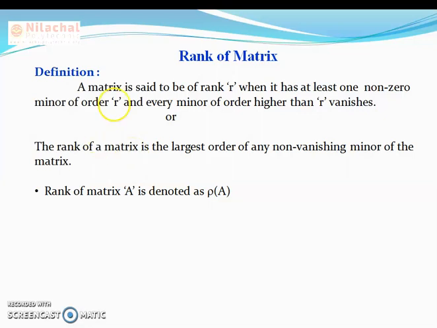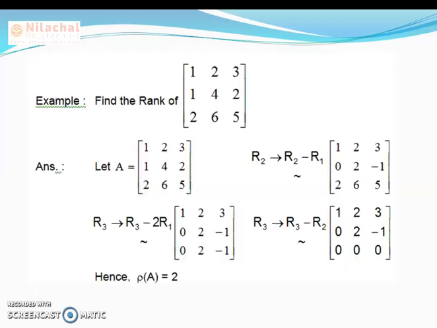Clear? Then come to rank of a matrix. Suppose your matrix is denoted as capital A and its rank is denoted as rho of A. This is the symbol of rank. Rho. It will be read as rho of A. Clear? So now, how to find the rank of a matrix.